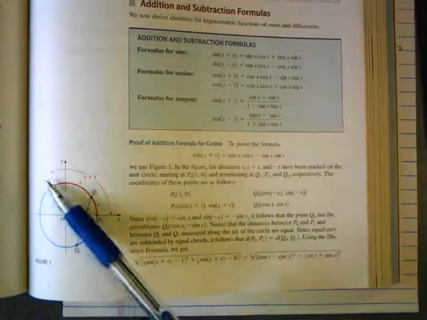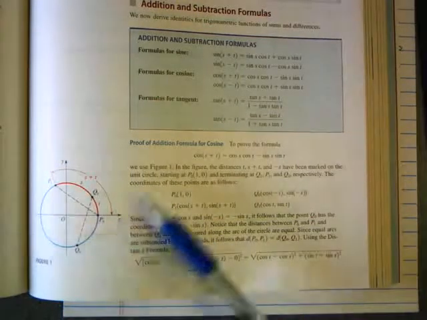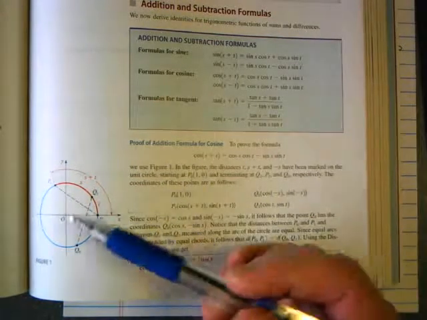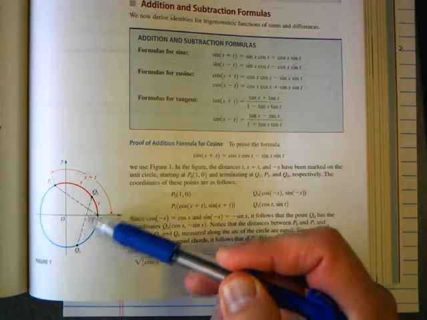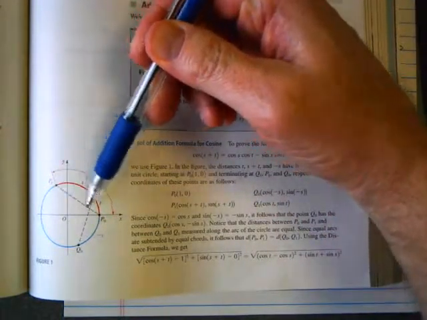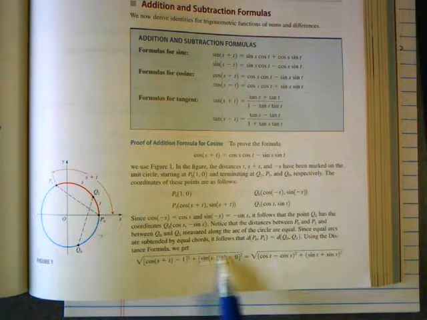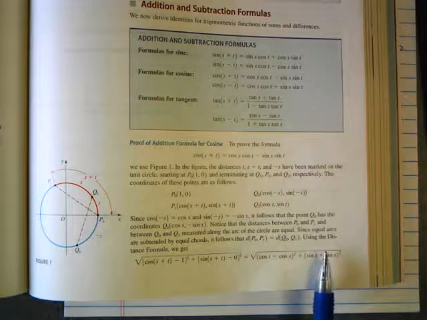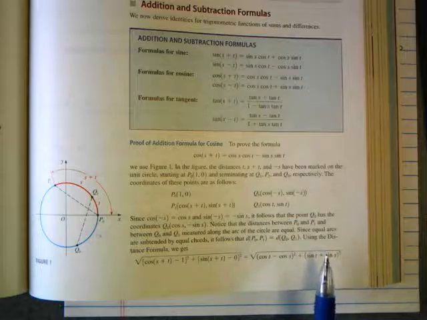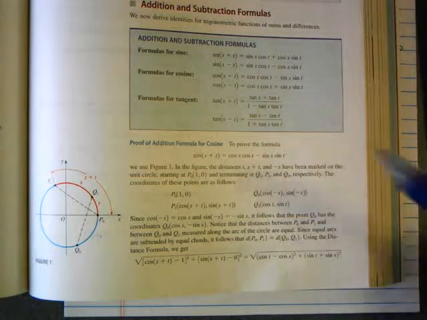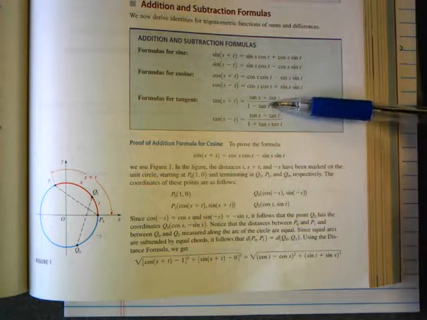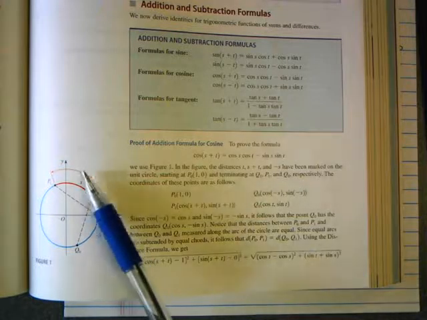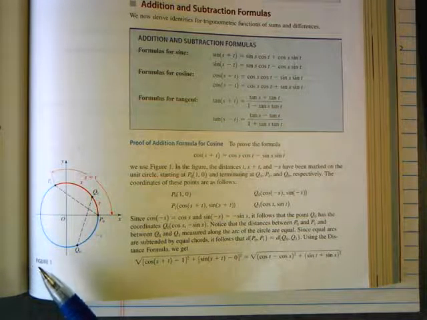You draw the picture correctly. Here's the picture that you draw. And then you recognize that this distance has to be exactly the same as that distance. So you use the distance formula for the one and the distance formula for the other, and you do some fancy math work, and it all works out. So these six formulas really turn out to be just a special case of the distance formula.